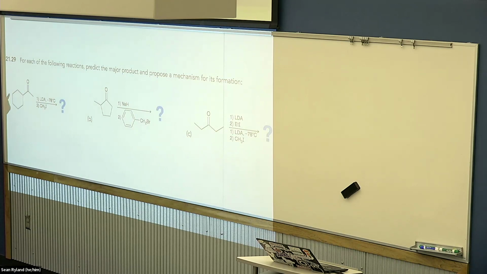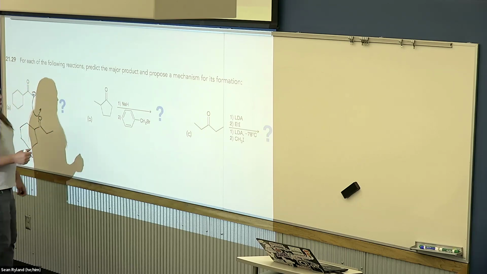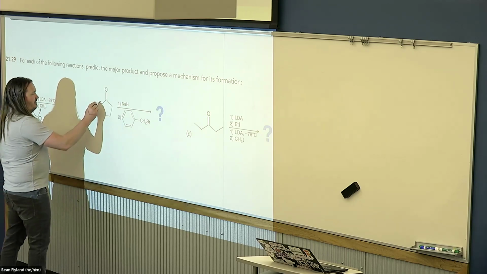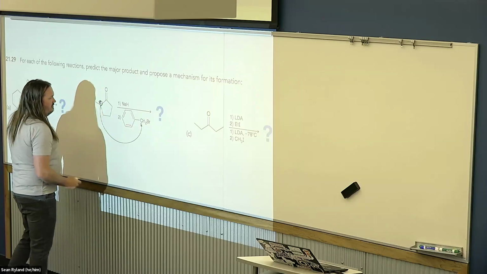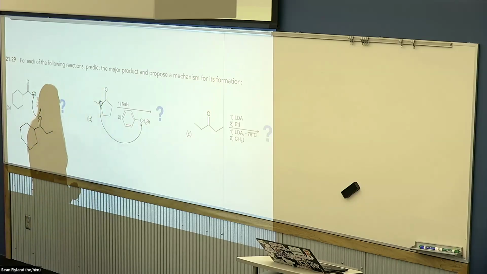Alright, so. Low temperature, the kinetic product is the less substituted enolate. And with a little methyl iodide, we're just going to add a methyl group on the end. Sodium hydride at room temperature makes the more substituted enolate. We're attaching it to a benzyl carbon.